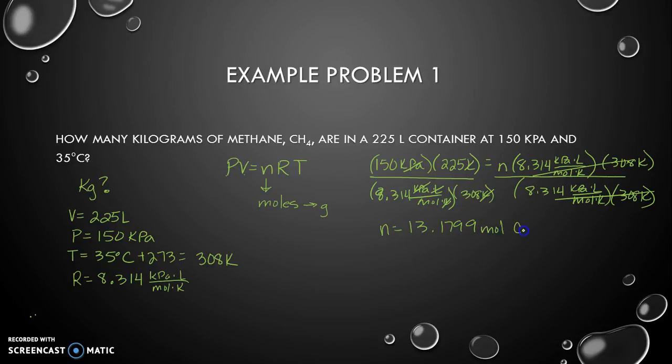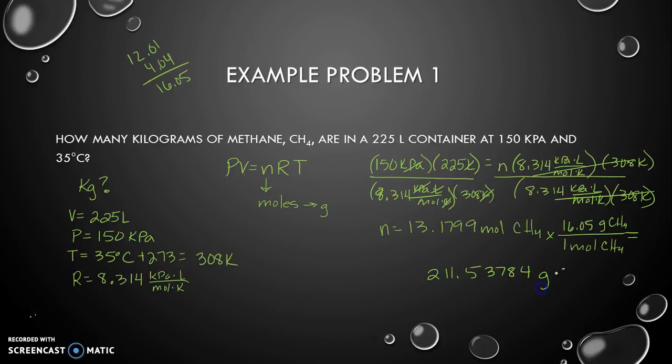Alright, but that's moles of methane. We don't want moles of methane, we want grams. So we've got to go from moles to grams, and you guys know how to do that, right? We put 1 mole of methane here, and we put grams of methane up here. I'm just going to do it over here: 12.01 plus 4.04 gives us 16.05. So 16.05 there, and we multiply that times our number of moles, and we end up with 211.53784 grams of methane.